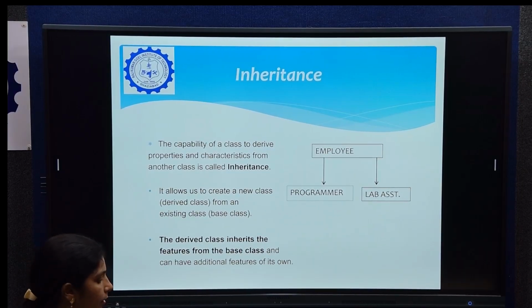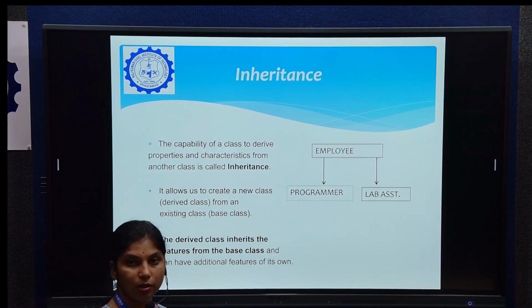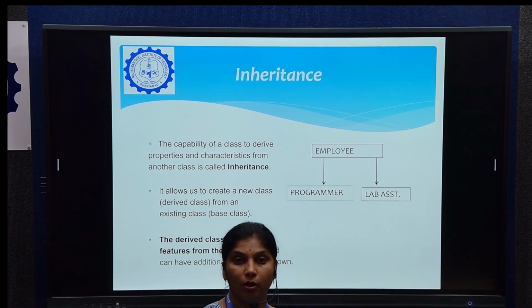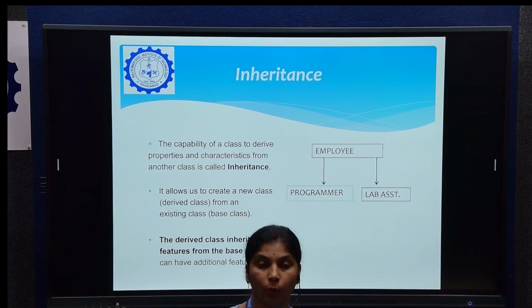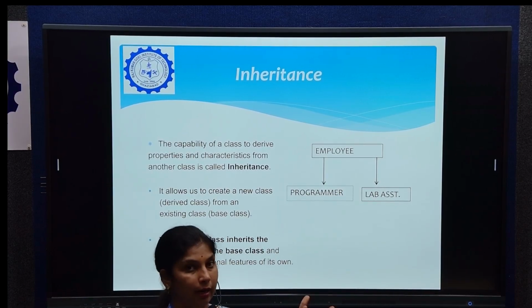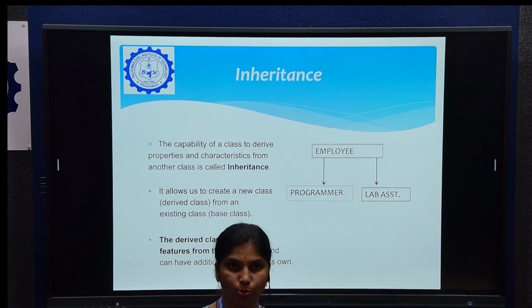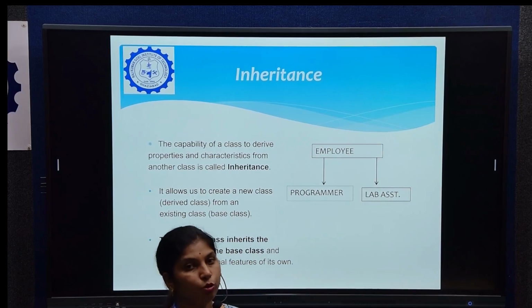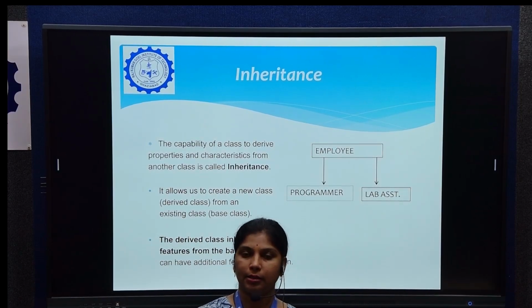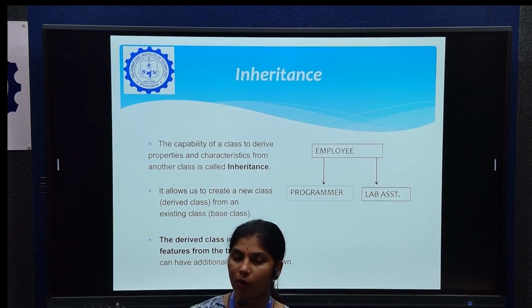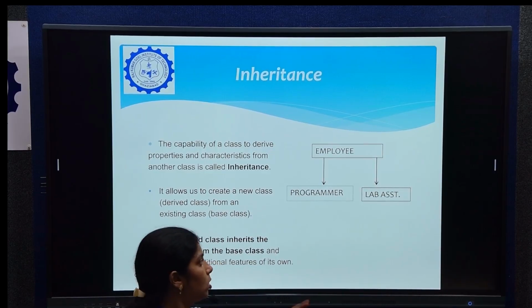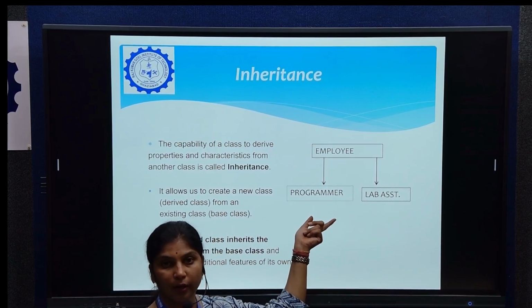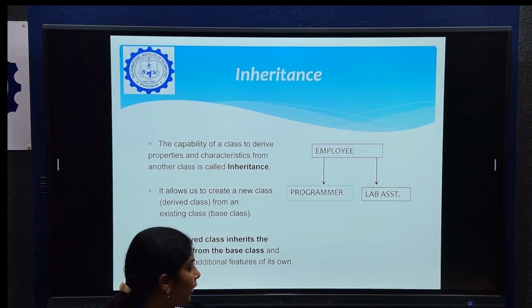It inherits the features from the base class and can have additional features of its own, because as I told you earlier, the derived class is inheriting the attributes from its parent class, plus additionally it is also having its own attributes. Its own additional information is also added to this particular programmer class.